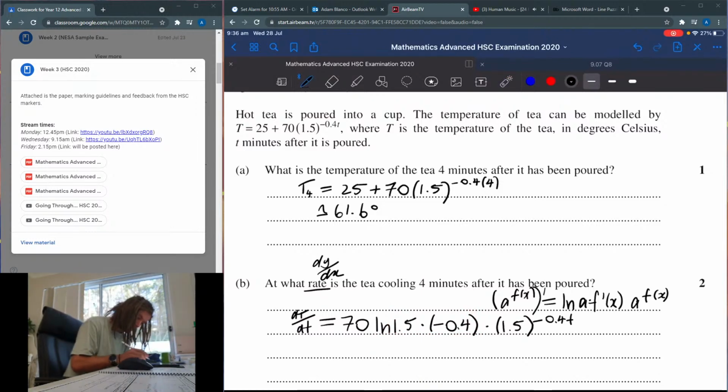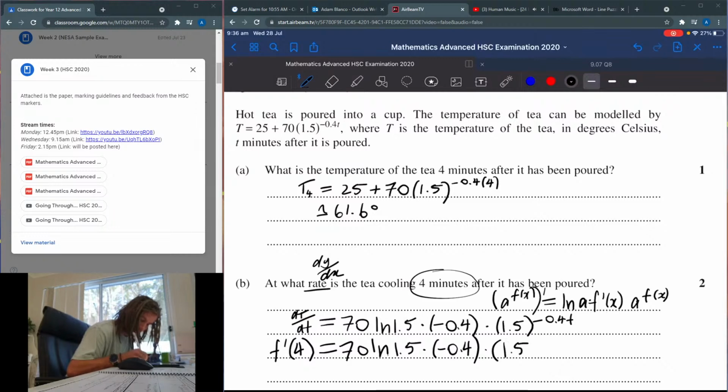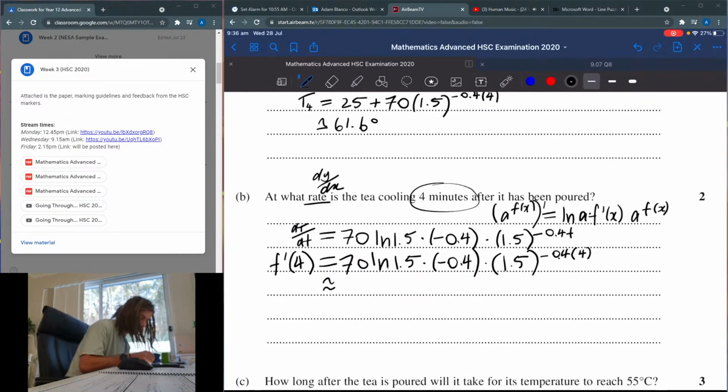Now, I want the rate after 4 minutes, so I guess I could write it like this, the derivative after 4 minutes. Is it a function? Yeah. So I'm just going to substitute, let me write this whole thing. Again, you'd have to type all this into the calculator, which is frustrating. So times 4. And that's going to be approximately equal to negative 5.934. Now, what does that mean?